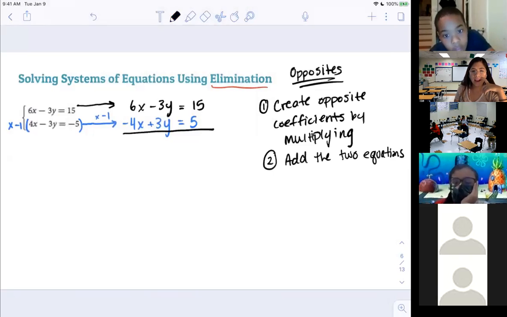Yeah, so why am I adding? Janelli's says in the chat that it's going to cross the y's out, and that's exactly why we're going to add. Because now I have -3y plus 3y, which is going to cancel out. But now I need to add everything else. So what do I get when I add all the way across?